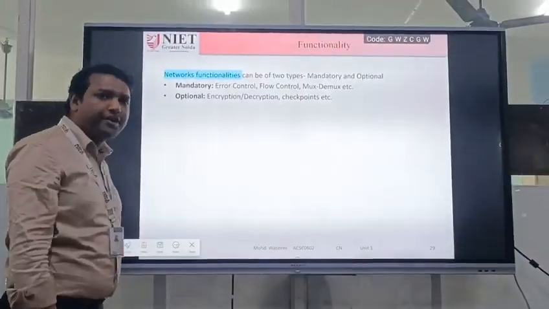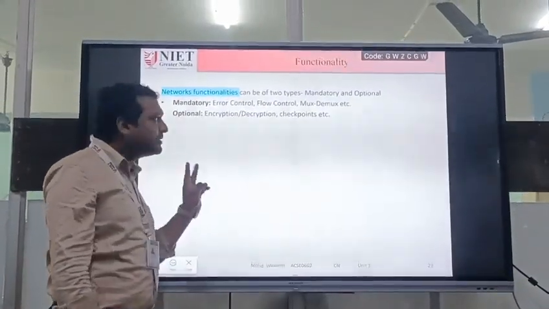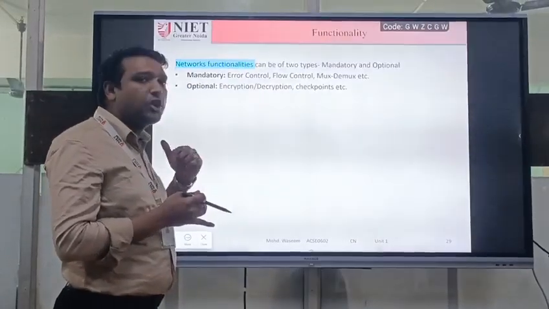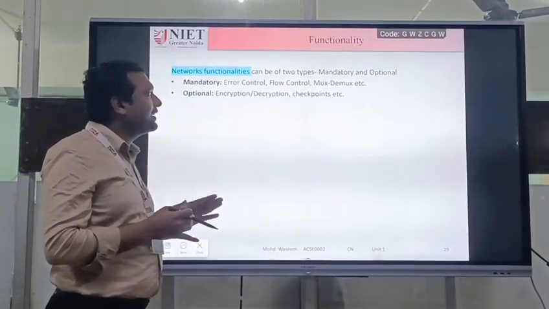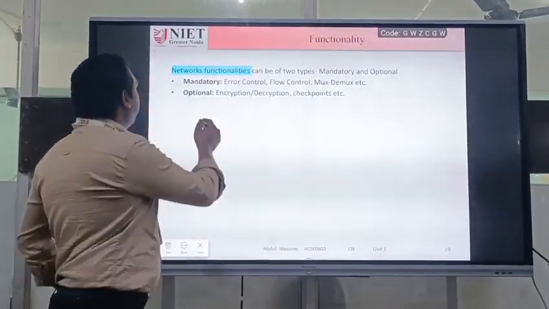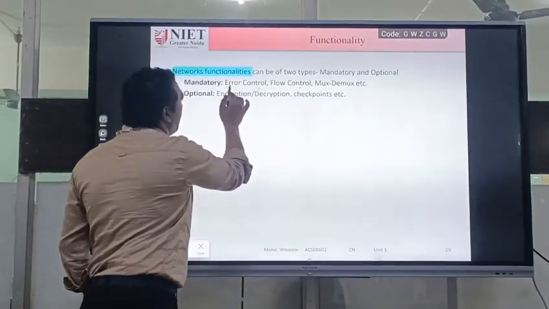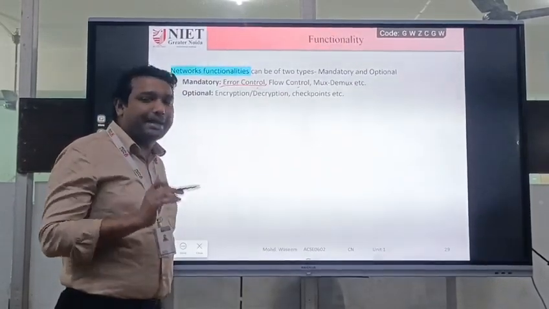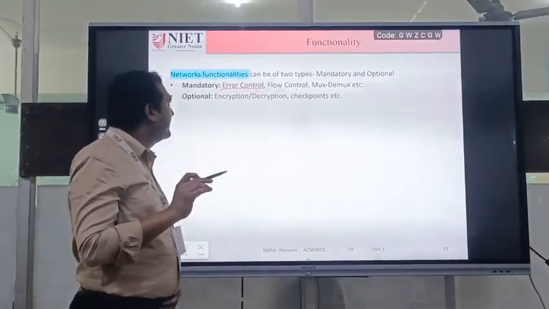Now we are going to study the functionality. Network functionality can be of two types. One is mandatory and the second is optional. That which is obligatory and required is called mandatory, and optional may or may not be there. In the mandatory case we have error control, flow control, and multiplexer and demultiplexer. Error control: if we transmit any data, there can be errors in the message. To tackle those errors is called error control.